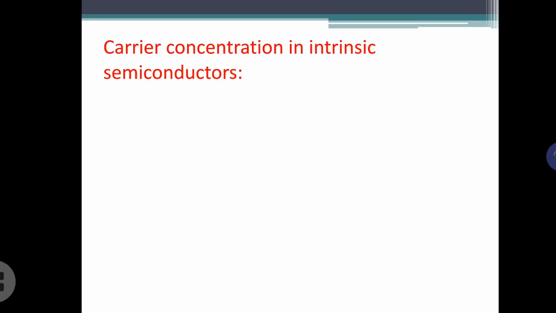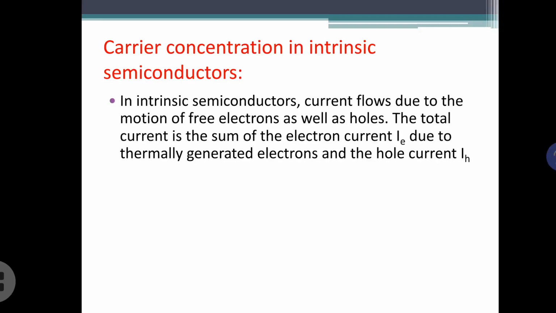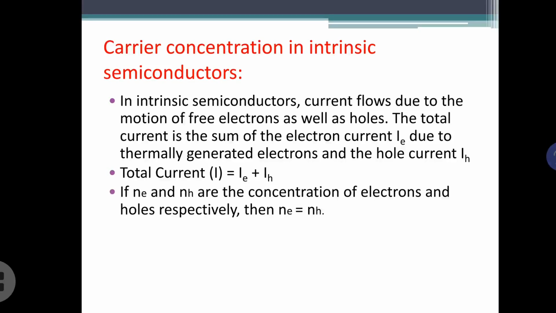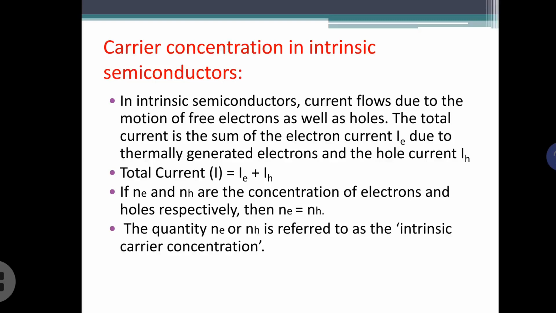Now, carrier concentration in an intrinsic or pure semiconductor. As we mentioned, current flow is due to the flow of both holes as well as electrons. Therefore, not only the electron current, the hole current also contributes to the total current in the semiconductor. So the total current will be electron current plus hole current. And here, as we mentioned, the number of electrons and holes will be equal. Ne is equal to Nh in intrinsic semiconductors. This quantity Ne or Nh is known as the intrinsic carrier concentration.